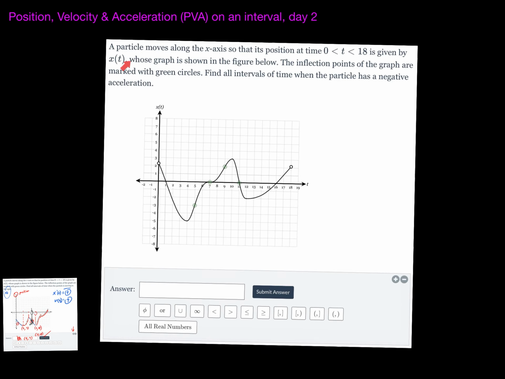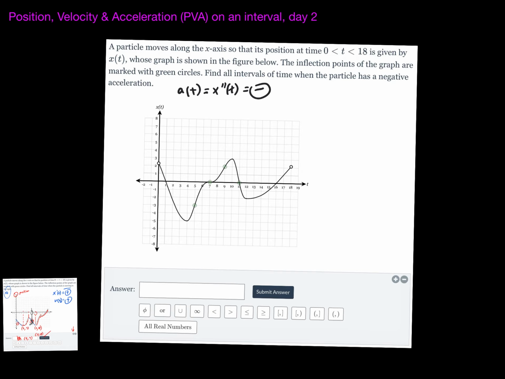We have a particle moving along the x-axis, and its position between, similar, blah, blah, blah. The inflection points, we know where they are, marked in green circles. Find all intervals when the particle has a negative acceleration. Well, what does negative acceleration mean? Well, a of t is the same thing as x double prime of t, just to point it out. And if it's negative, we want negative values.